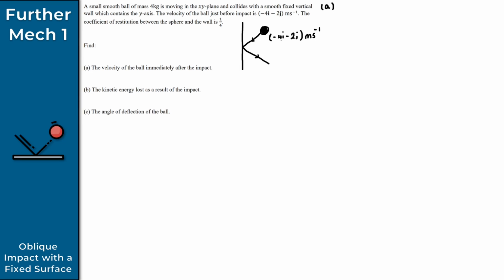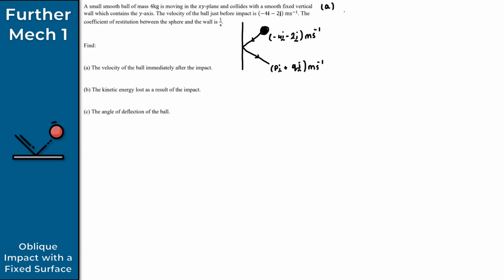These are vectors, by the way, the unit vectors here, so I'll just draw my squiggly lines underneath like so. And then for the velocity after the impact, well, I don't know what that is. That's what we want to find for part A. So for now, what I'll do is just let the velocity after impact be pi plus qj meters per second.